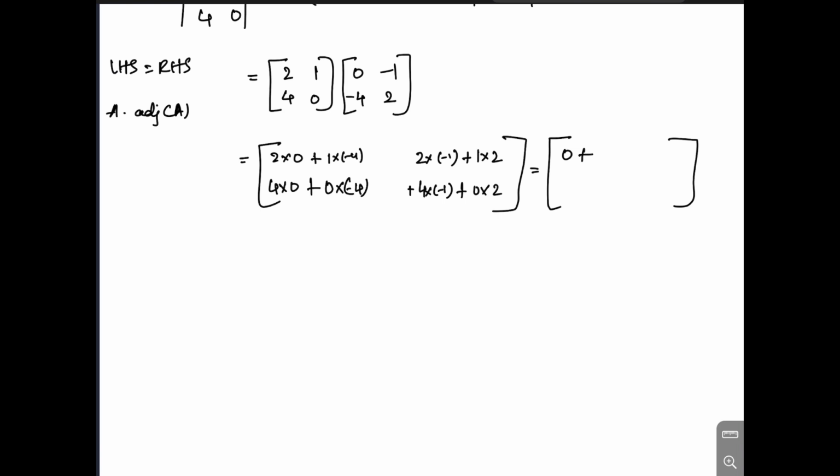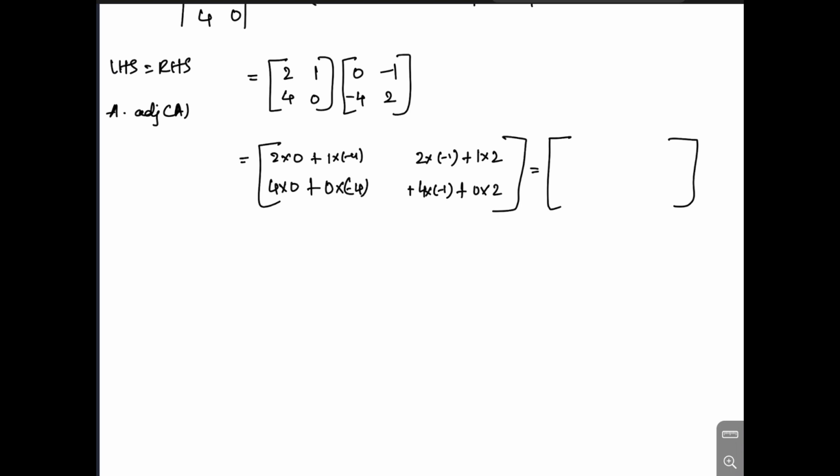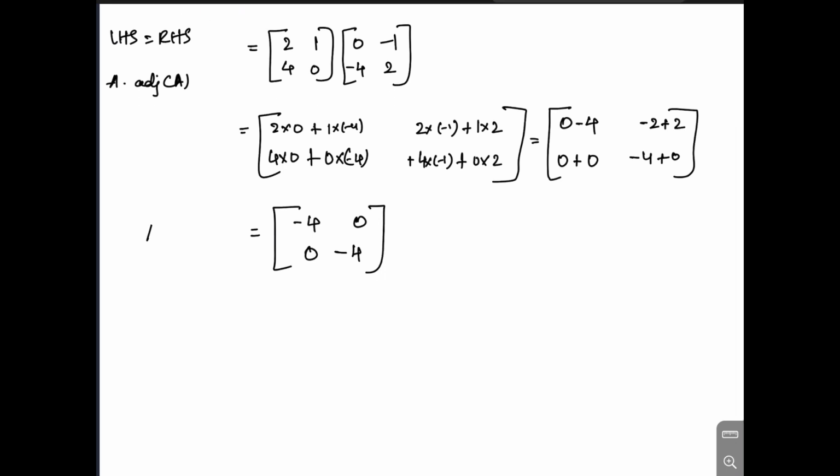This will be 0, minus 4 here, minus 2 plus 2 will come here, 0 plus 0, minus 4 plus 0 here. So finally we'll get minus 4, 0, 0, minus 4 here. So the value of A into adjoint of A is nothing but minus 4, 0, 0, minus 4.